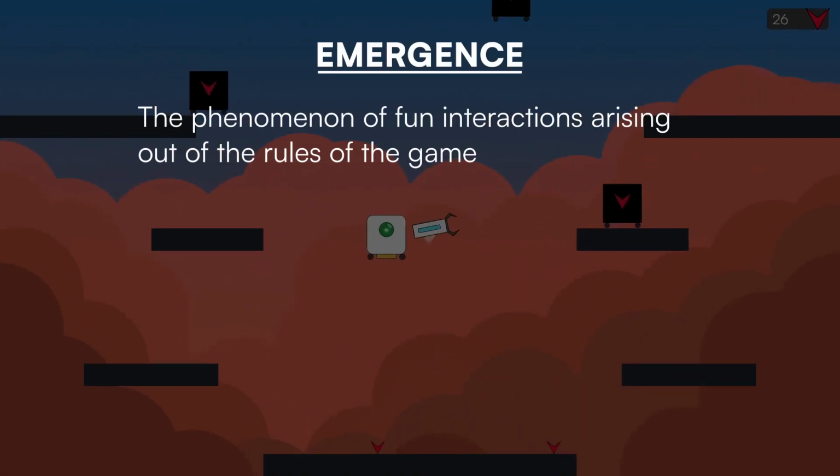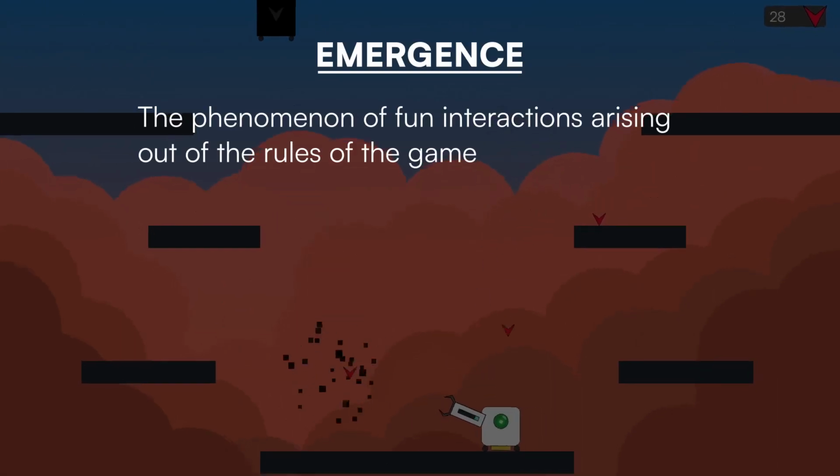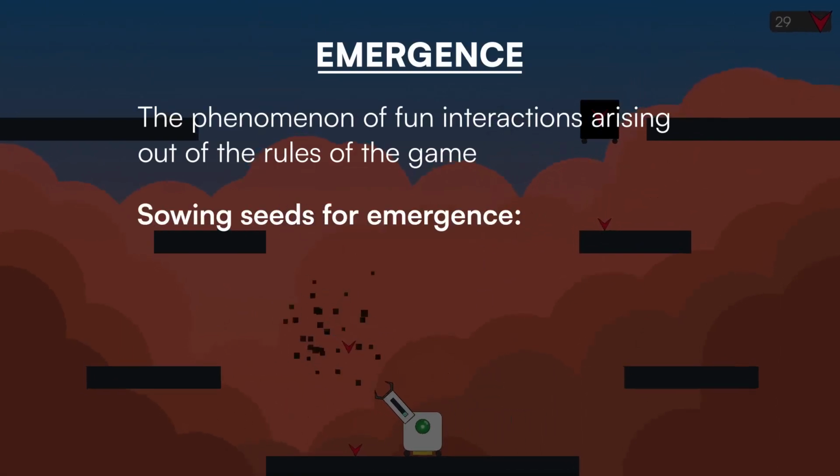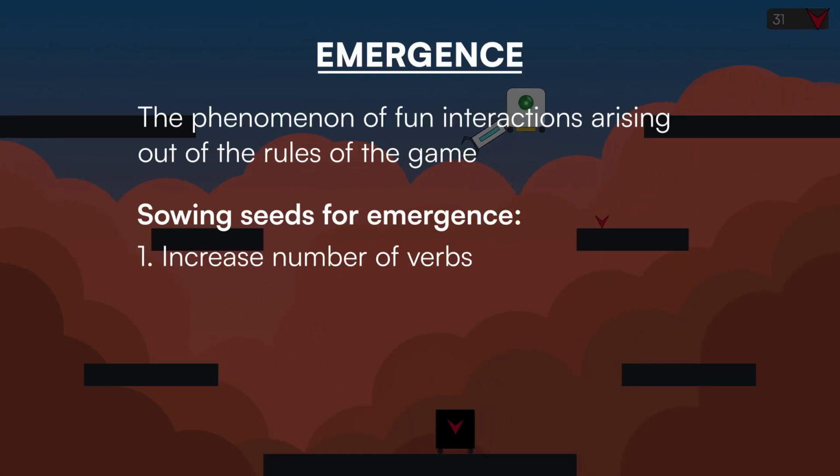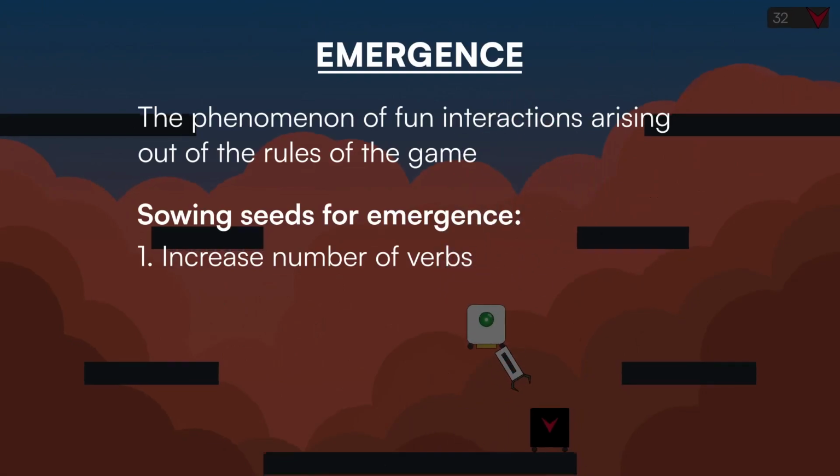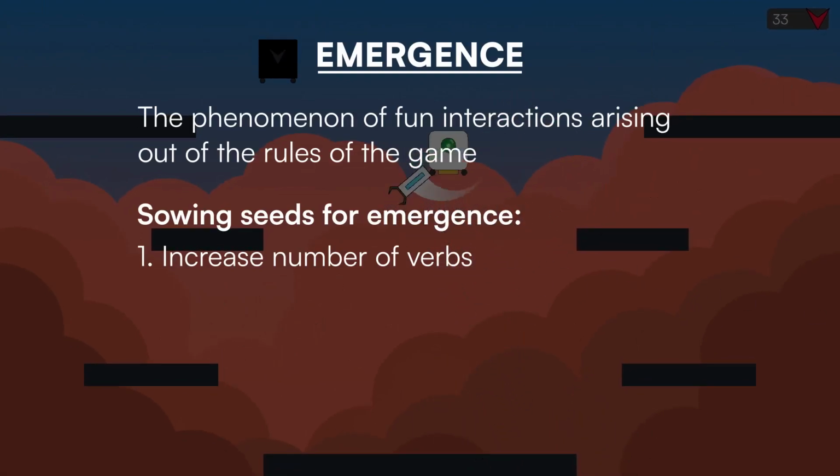While there is no specific formula for achieving emergence in a game, there are a few ways to sow the seeds for it. Number 1, by increasing the number of verbs in a game. That is, having a large number of things that a player can do. Example: moving, jumping, shooting, grabbing, crafting, etc.